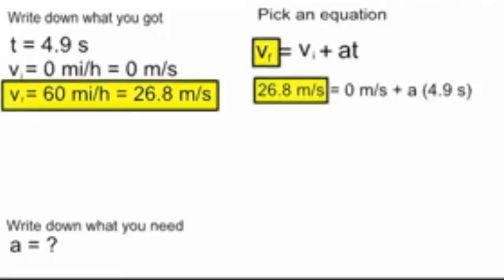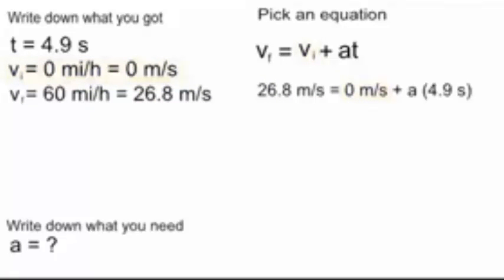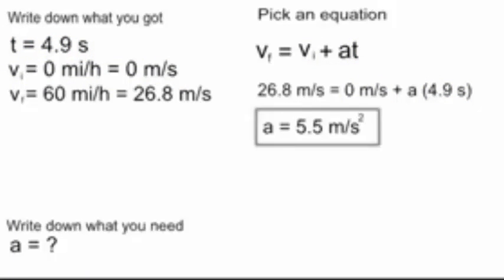Now, we need to substitute 26.8 meters per second as our final velocity. The initial is 0. The time is 4.9 seconds. Now solve and succeed. The acceleration is 5.5 meters per second squared.